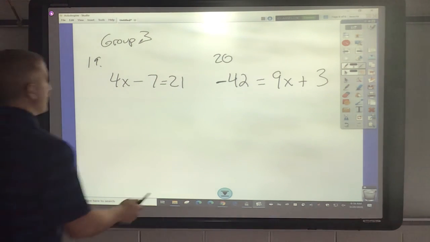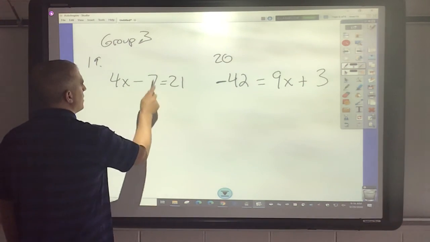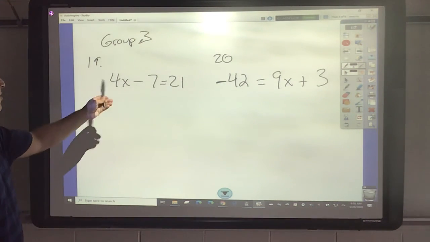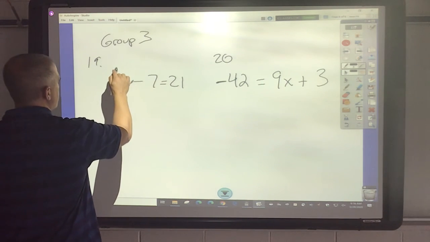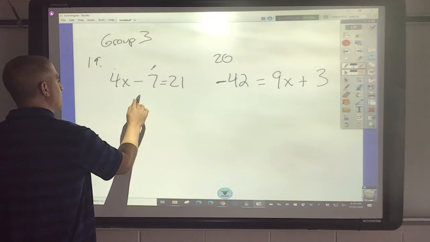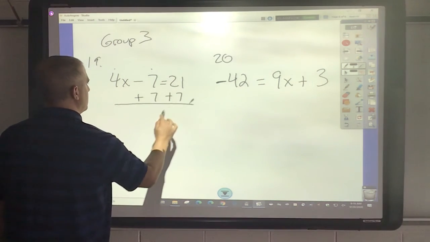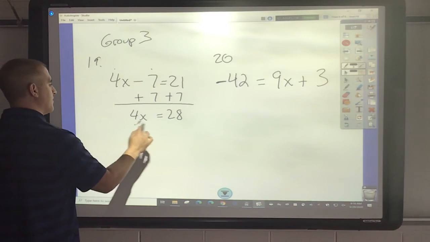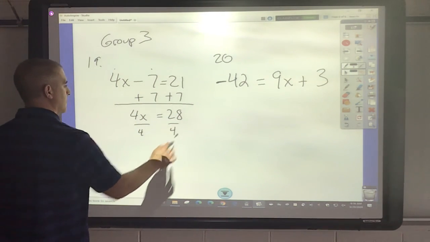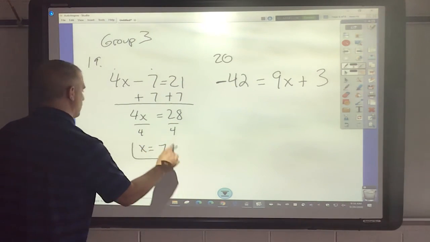Okay, so here's how we have to do this. Got the variables on one side. So what I want to do here is the choice: do I move this one or this one? I always move the separated first. I would be doing that through addition. And then I'm getting rid of this 4 here by division. 28 divided by 4 would be 7.